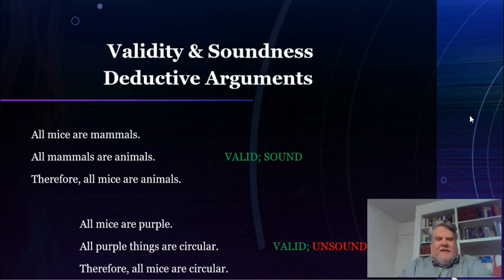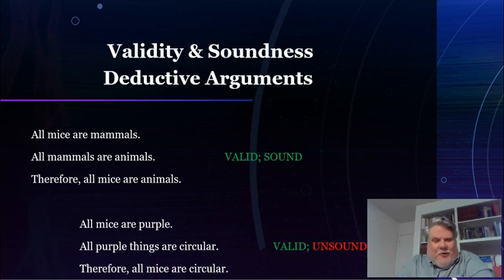So let's go back and take a look at our arguments here. All mice are mammals, all mammals are animals, therefore all mice are animals. We established that this is a valid argument. It also, I think, is a sound one. The premises are true. So all we need for a sound argument is, one, it's set up in the right way, it's valid, and two, that the premises are all true. We have that, and we can know something with certainty.